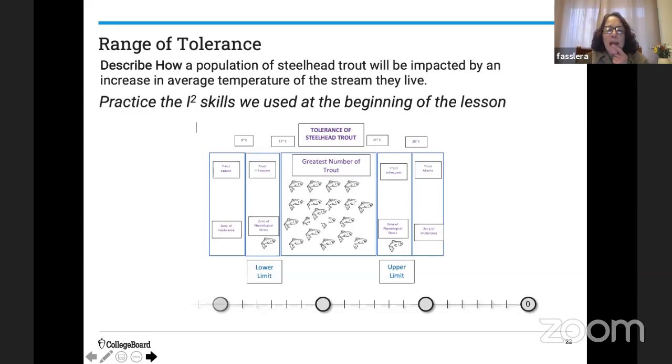So let's go back to that I-squared technique we used earlier and take a minute to make sense of the graph and see if you can jot down a response. Describe how a population of steelhead trout will be impacted by an increase in temperature.